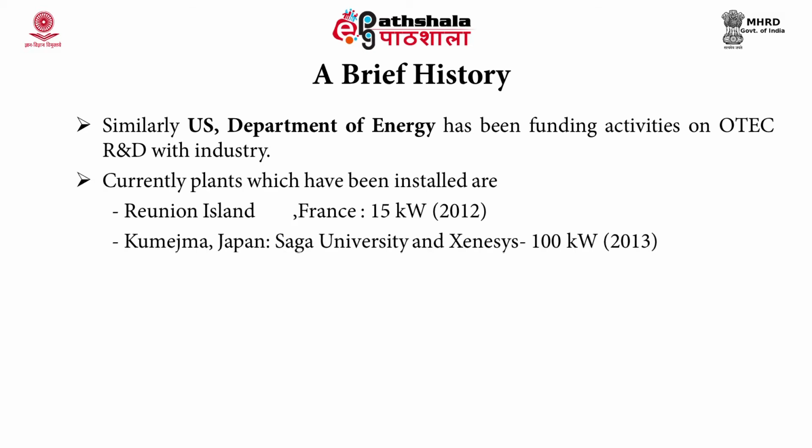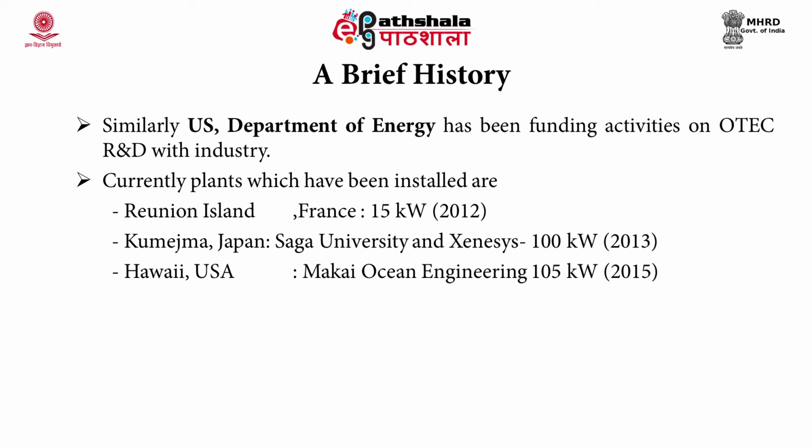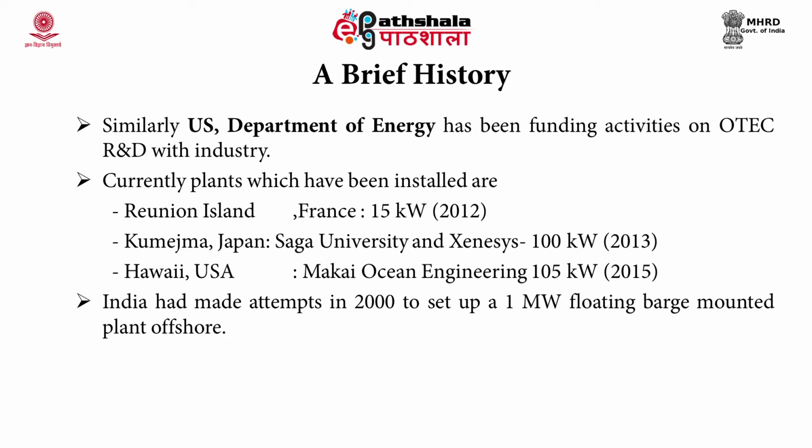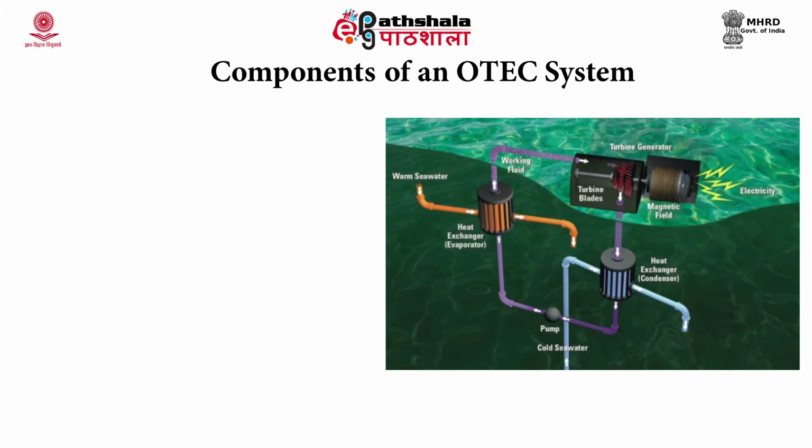Currently, the plants which have been installed are Réunion Island in France, installed in 2012 with a capacity of 15 kilowatt, Kumejima, Japan, by Saga University and Xenesys in 2013 with a capacity of 100 kilowatt, and Hawaii in USA by Makai Ocean Engineering in 2015 with a capacity of 105 kilowatt. India made attempts around 2000 to set up a 1 megawatt floating barge-mounted plant offshore. Let's see what the components of an OTEC system are.